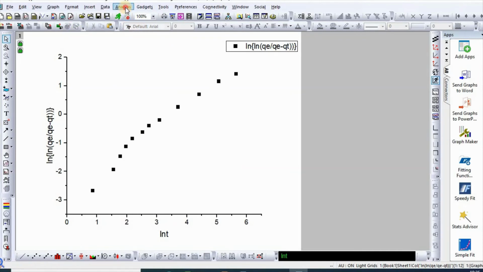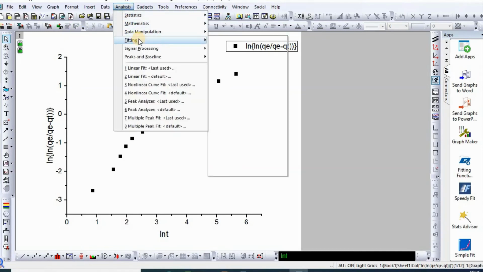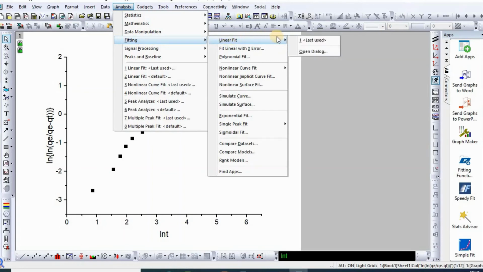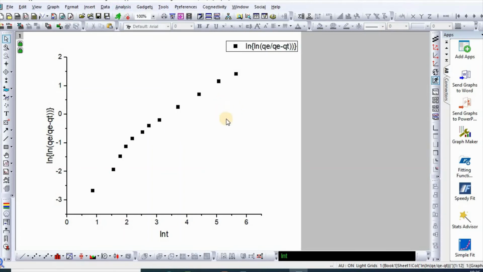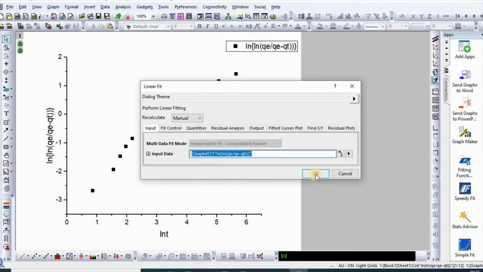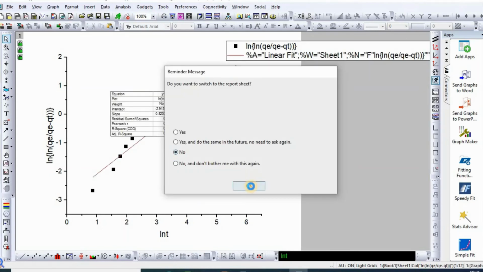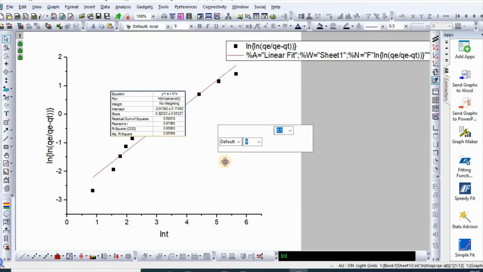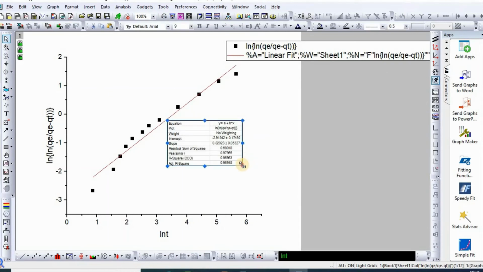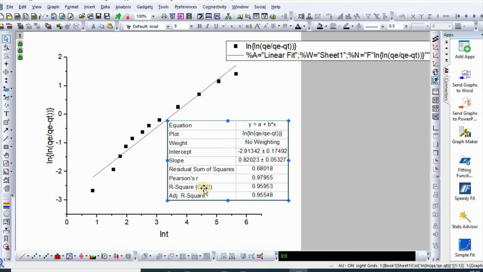Then go to analysis, then fitting, then linear fit, then open dialog. Then OK. Here is your Avrami model parameter.